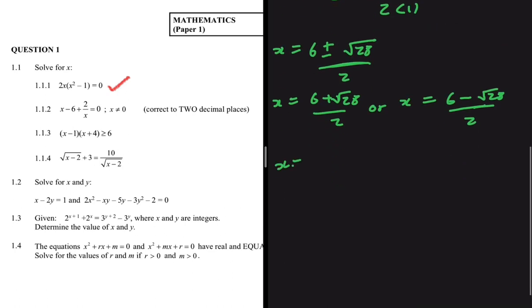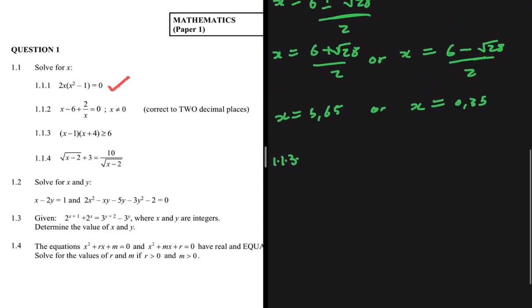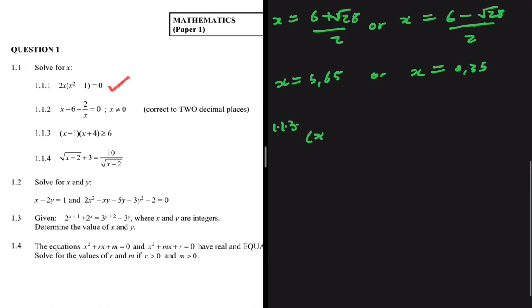So x will be equal to 5.65, or x is equal to 0.35. That is the answer to 1.1.2. We are simply using the quadratic formula. What about 1.1.3? Here we have x minus 1 multiplied by x plus 4 being greater than or equal to 6.